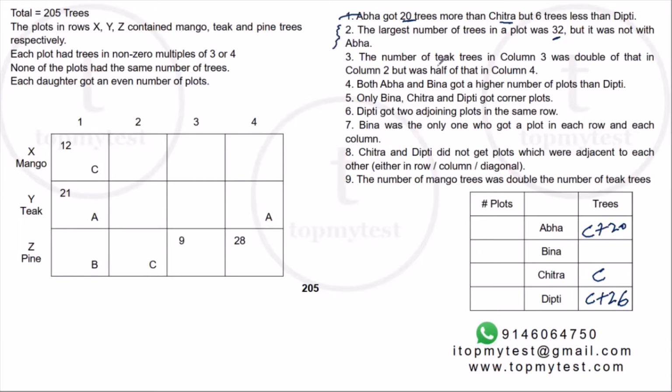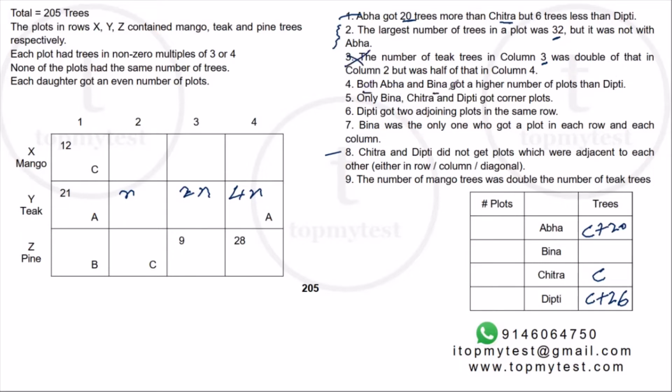Third says the number of teak trees in column 3 was double that of column 2. Okay, so this is double of this. So if this is n, this will be twice n. But was half of column 4, which means column 4 is double of column 3. So this will be 4n. Okay, so this is for teak trees only. Okay, so this is done.